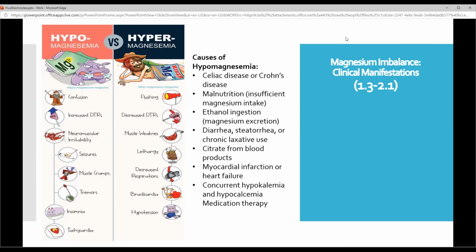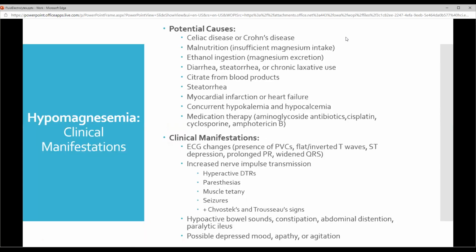Again, hypomagnesemia, you're going to be looking for neuromuscular irritability and excitability. And hypermagnesemia, you're going to be looking for the opposite of that. Okay. Also, you may see changes on the EKG.